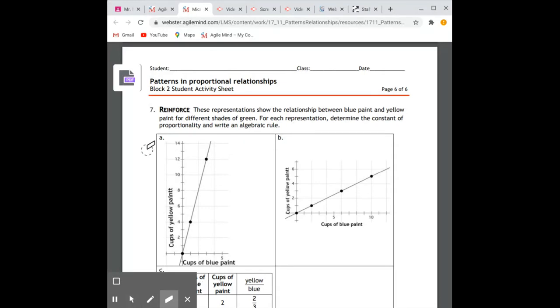So I want everybody working on parts A, B, and C. It says these representations show the relationship between blue paint and yellow paint for different shades of green. For each representation, determine the constant of proportionality and write an algebraic rule. Remember that the algebraic rule is always written as y equals k times x. Remember that k is the constant.